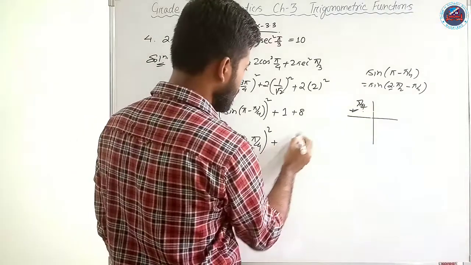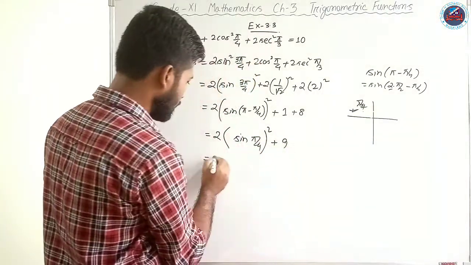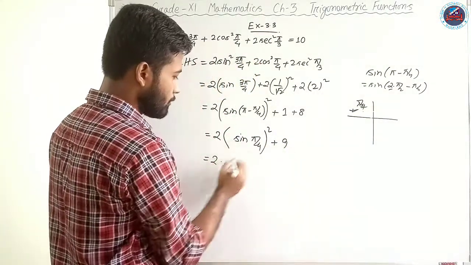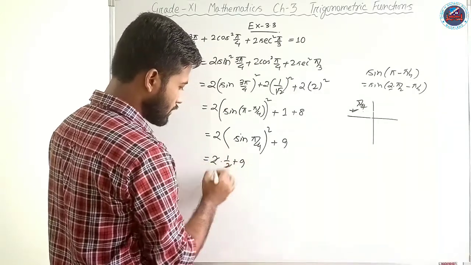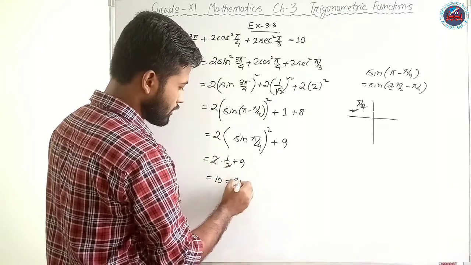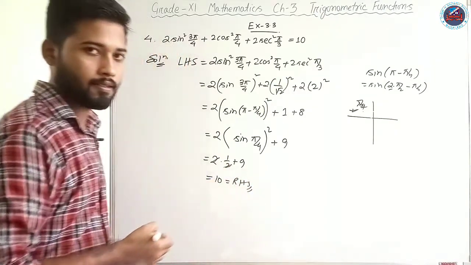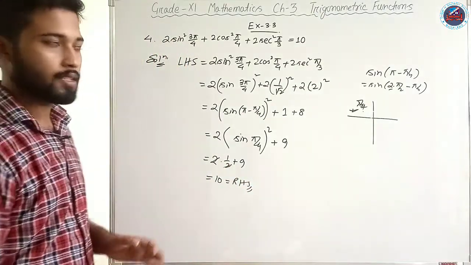So along with the square, 8 plus 1 is 9. And finally we have 2 into sin π/4, which is 1 by root 2, and the square of that is 1 by 2, plus 9. So the 2 cancels, and we get 10. So that is equal to the RHS. This is how we do such type of problem.